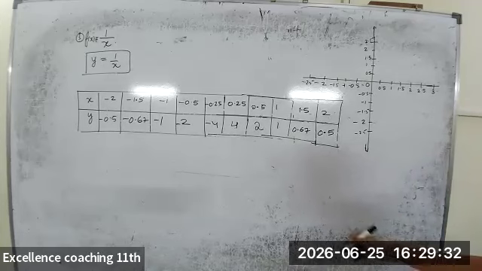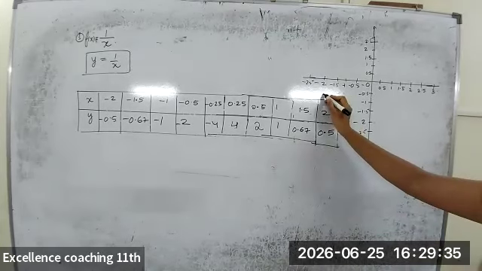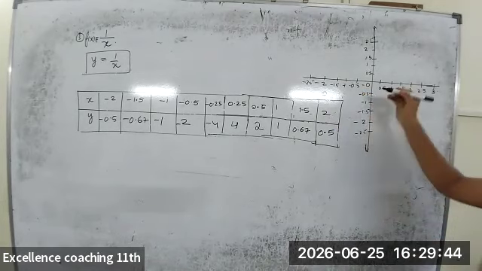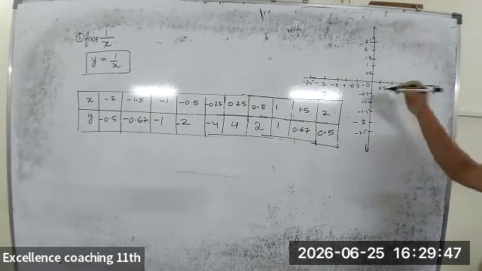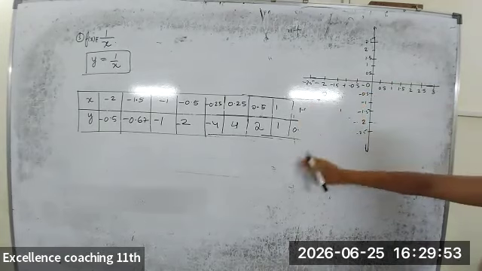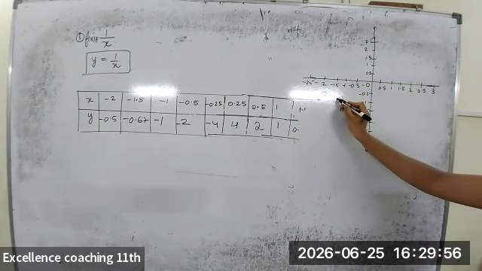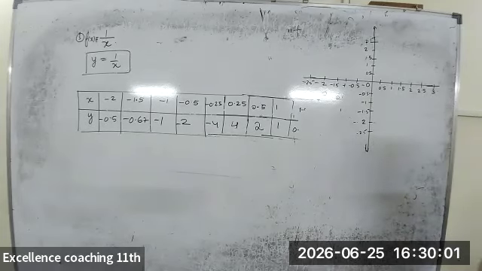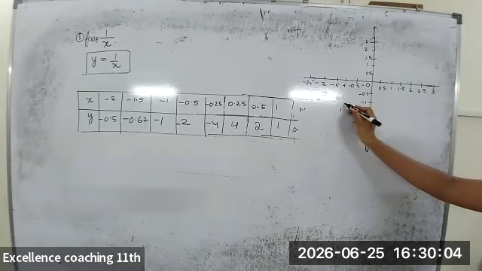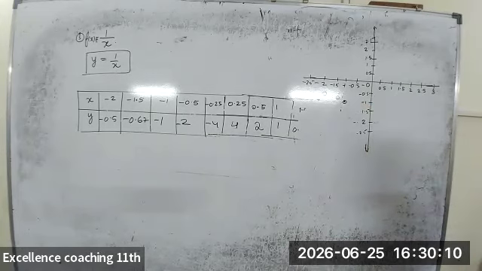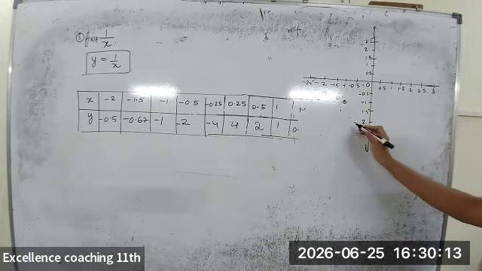Now, when it is minus 2, it is minus 0.5. Then when it is minus 1.5, it is minus 0.6. 0.6 will be slightly below this one. So approximately you have to do. Don't take too much stress on that part. So yeah, just below this. Then when it is minus 1, it is minus 1. Then when it is minus 0.5, it is minus 2.